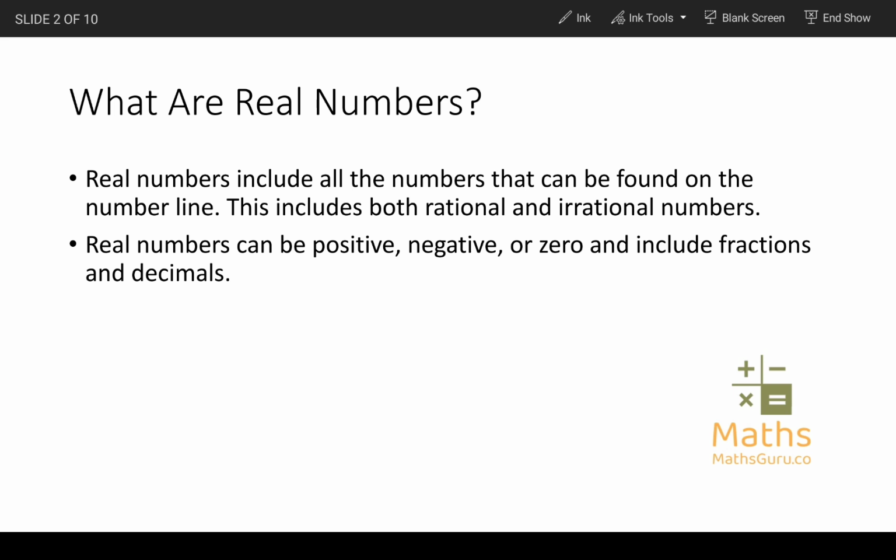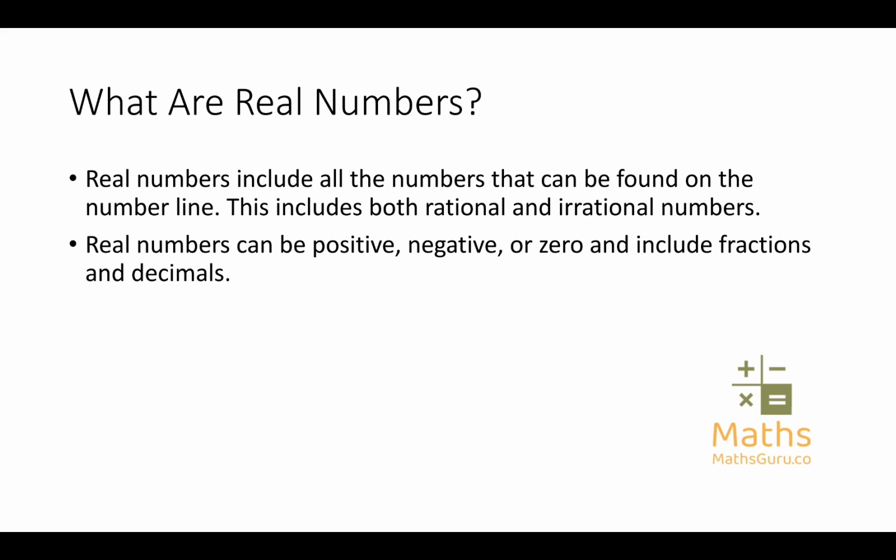So what are the real numbers? Real numbers are the numbers that can be found on the number line. This includes both rational and irrational numbers. So a real number is a combination of rational plus irrational numbers. We will see what rational and irrational numbers are in the coming slides. Real numbers can be positive, negative or zero, which includes fractions. So in short, real numbers are any numbers on the line, right?